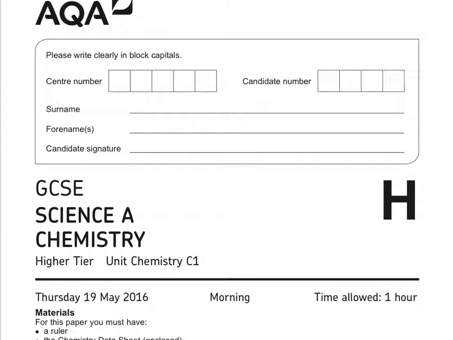This is a walking talking mock for Chemistry 1. It's the higher tier, and if you're in my year 11s, this is the one that you've just sat for your mock exam. I'm going to go through it, pointing out the mistakes that people have made, and also questions that were done really well, and of course the correct answers.